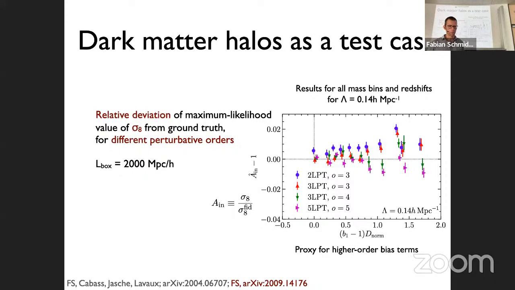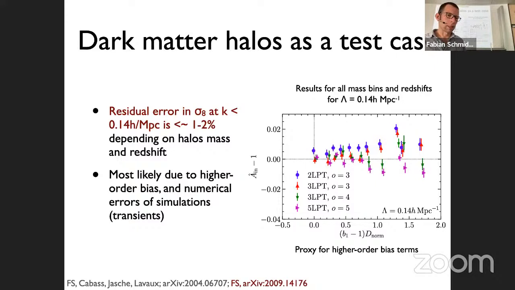Of course, higher orders become more expensive to evaluate. We have more free coefficients to sample and so on, so it's also more difficult. One subtlety here is that at this point, when you're getting to percent level or sub-percent level in the nonlinear information, the simulations are not completely exact, and in particular, transients from initial conditions could be a concern. So at some point, it's very hard to understand where the residual differences come from.